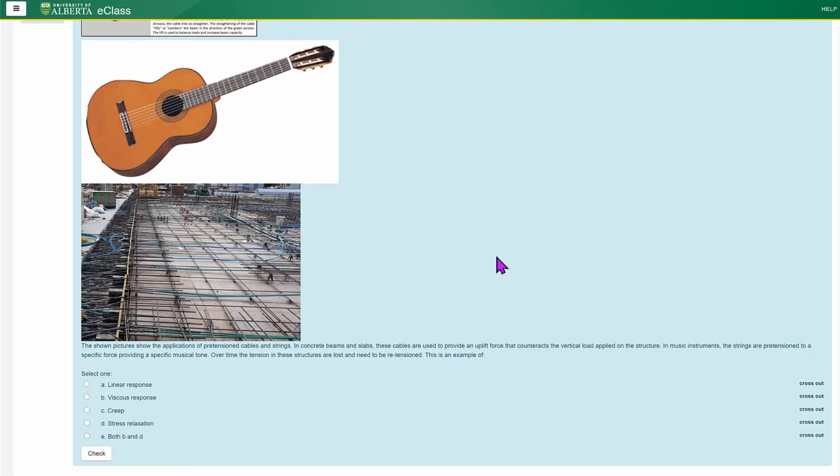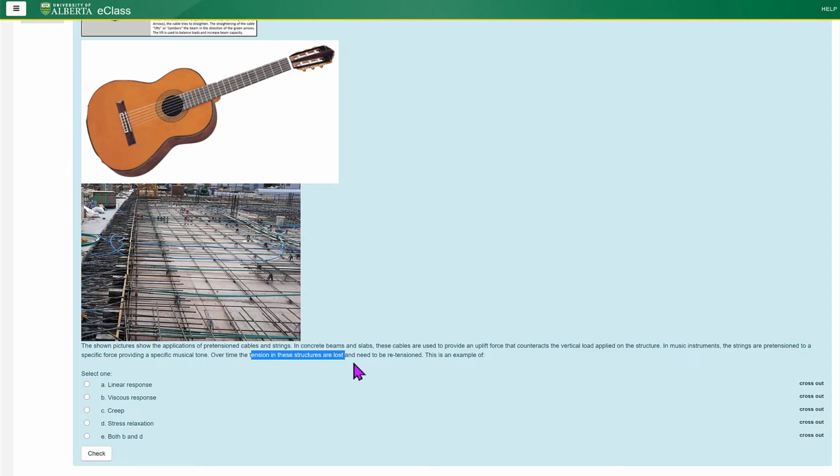But here's the key to the question. It says, over time, the tension in these structures is lost and needs to be re-tensioned. And this is an example of what? So here's the first thing. It says very specifically over time. And we know that a viscous response is something that is time dependent. So we know right away, because this is over a time period, this is definitely going to be a viscous response, part B. Now, the second thing to notice is it says that the tension is lost.